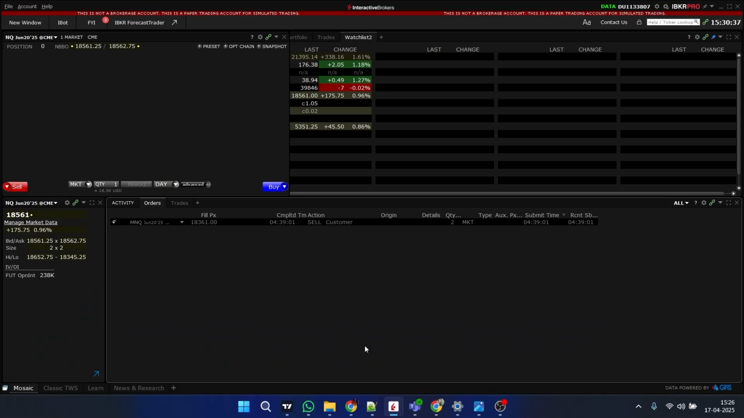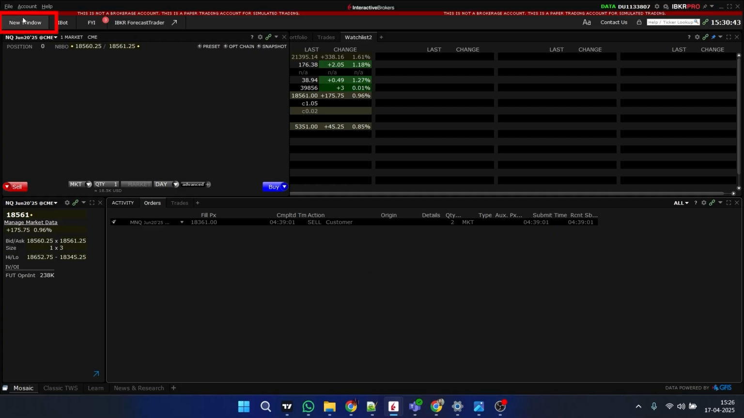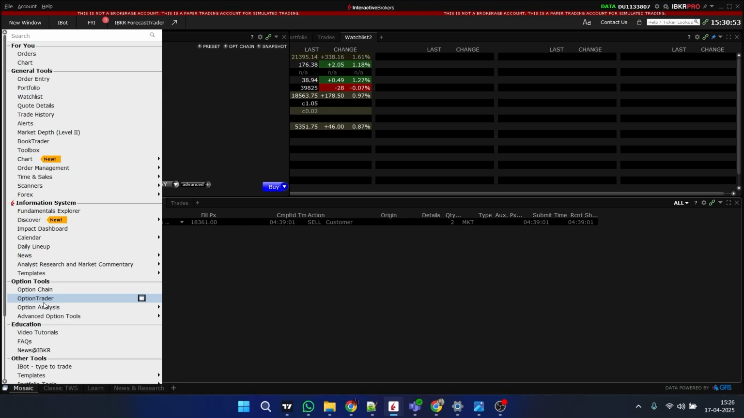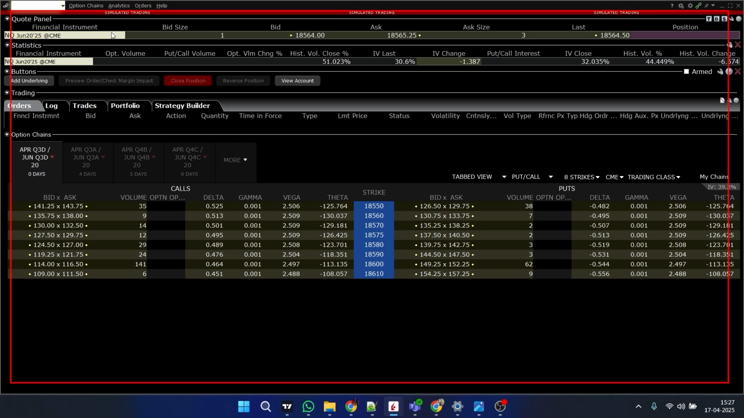So, to learn this part, we will need to go to Interactive Brokers. Now I will tell you how we can add a new window for options. So you have to click on New Window. Then here you can see these three options. So here you have to click on Option Trader and you can see the new window open. Here I have selected the financial instrument as NQ. So this is how the Option Trader window appears in Interactive Brokers.